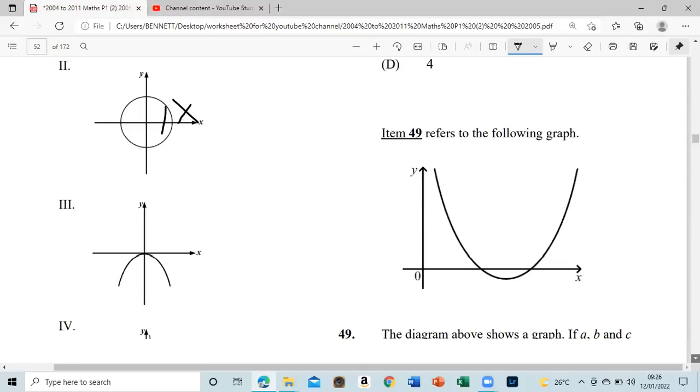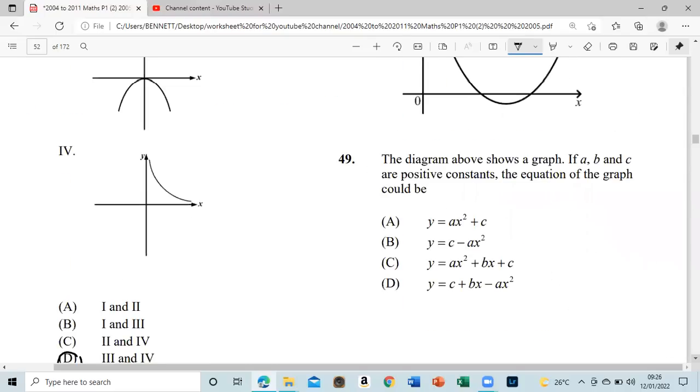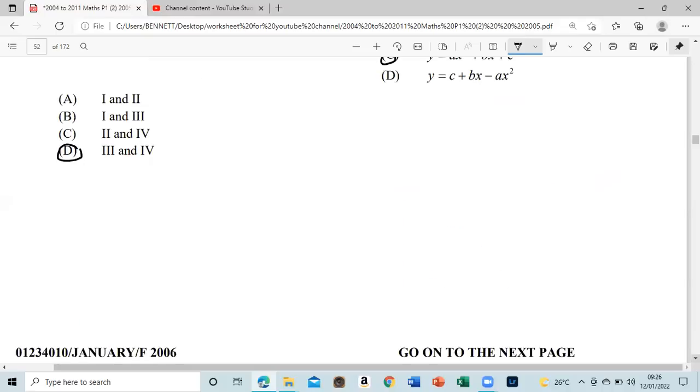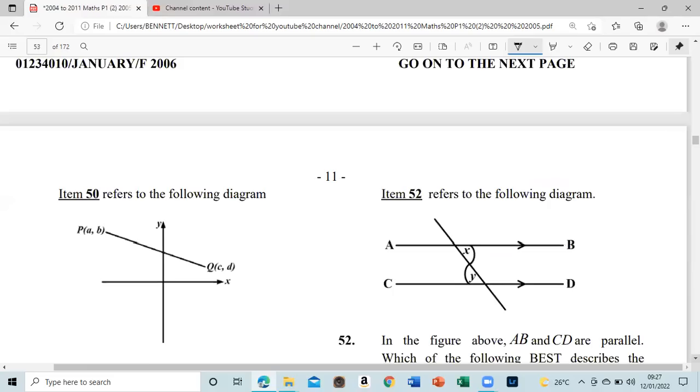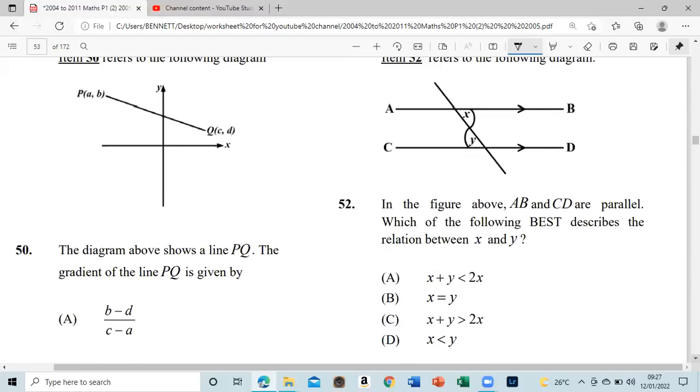49. The diagram below shows a graph where a, b, c are constants. The equation of A could be... positive. So let's turn up the parabola. Now let's move on. I've done some of these already, you know, guys. So this is x1, y1, and this is 2.